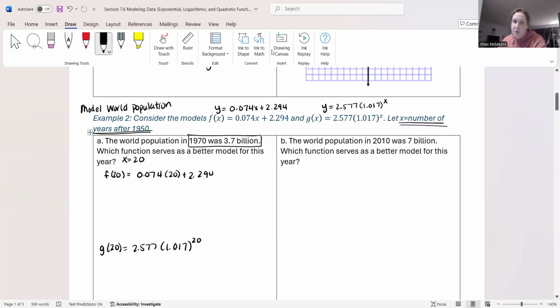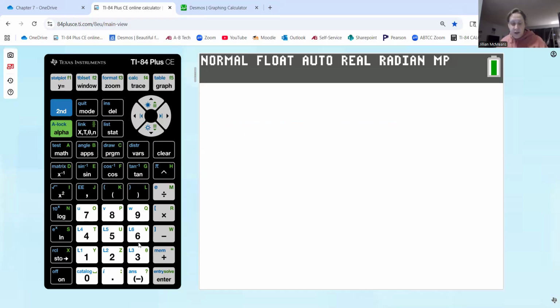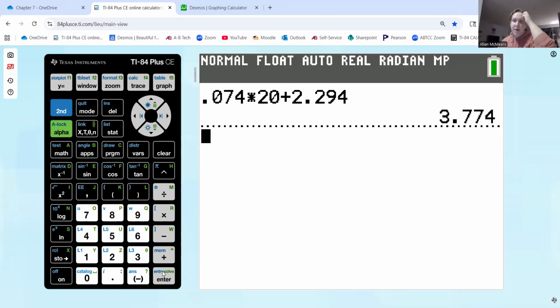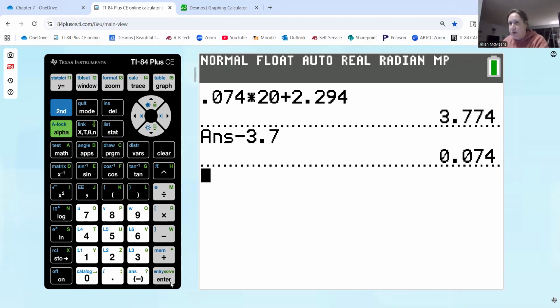Okay, you can do this two ways. You can go to Desmos or to the graphing calculator. Let's go to the graphing calculator first. Okay, so the linear model, you don't have to type in the y equals, just type in the stuff after the equals. So we have 0.074 times 20, plus 2.294. Okay, so we get 3.774. Now remember, it said in 1970, the population was 3.7, so we want to subtract 3.7, and we can see that this model overestimates the population by 0.074.